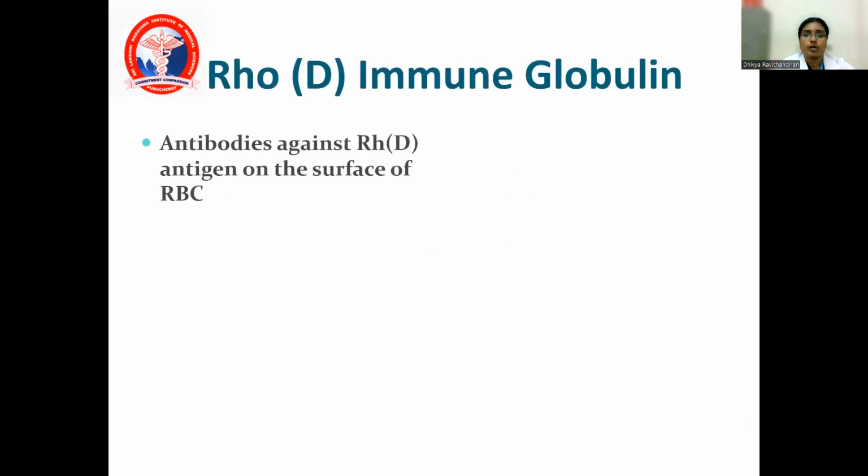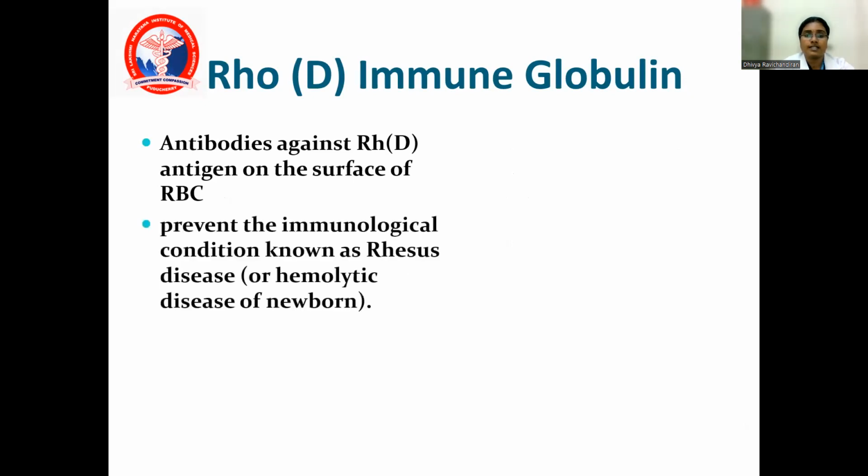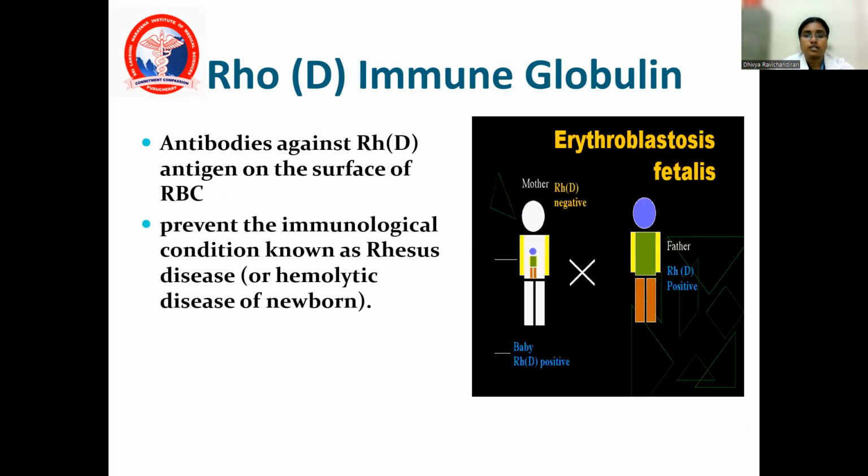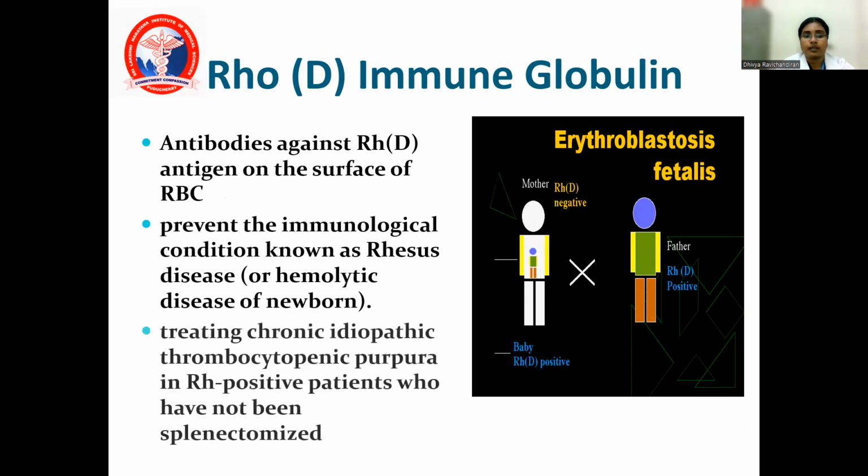Rho(D) immunoglobulin contains antibodies against antigens on the surface of the RBCs to prevent the immunological condition known as rhesus disease or hemolytic disease of the newborn. It's also called erythroblastosis fetalis, when an Rh negative mother carries an Rh positive baby. It is also used for treating chronic idiopathic thrombocytopenic purpura in Rh positive patients who have not been splenectomized.